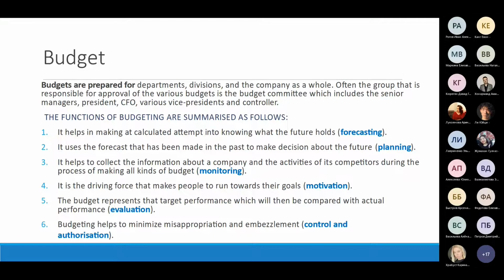So evaluation is a very important part of the budgeting process. And budgeting helps to minimize misappropriation and embezzlement. So we have to speak here about control and authorization. It's very important to have the budget authorized and signed by all the people that could then realize this document and make these values real products and real profits of the business. So these are 6 basic functions of budget.